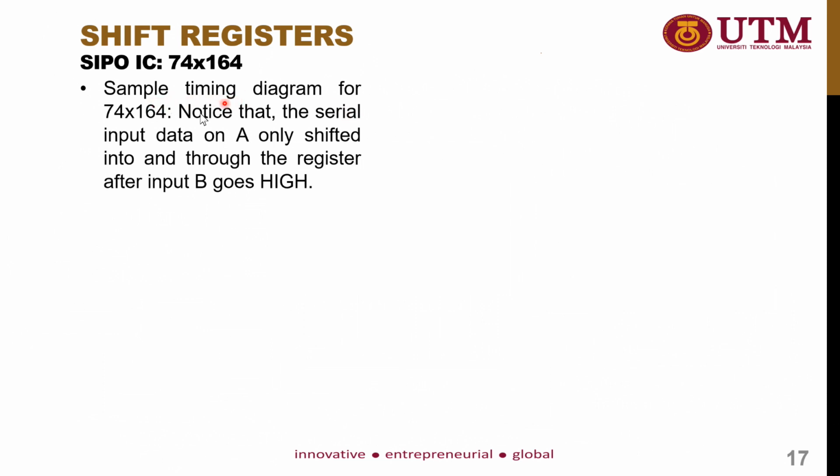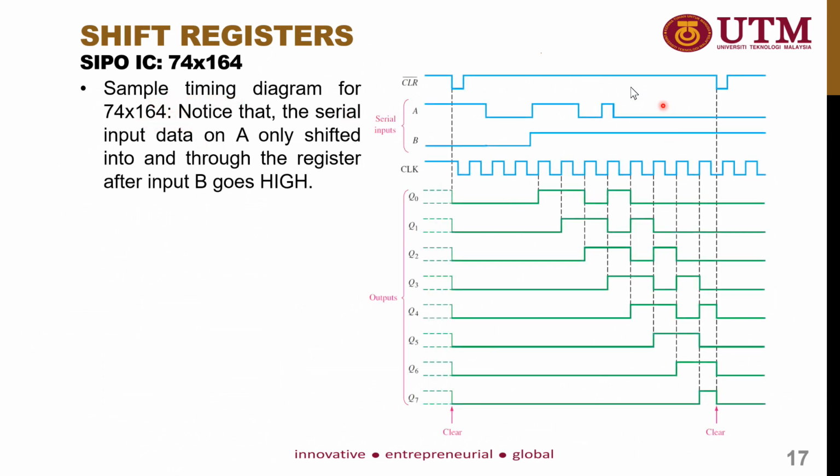Okay, so this is the sample timing diagram for 74X164. Notice the serial input data on A, okay, so this is the input that we wanted to transfer. The serial input data on A is only shifted into and through the register after input B goes high. So serial input A will be transferred, but only after the input B becomes 1. After input B becomes 1, the data on serial input A will be transferred.